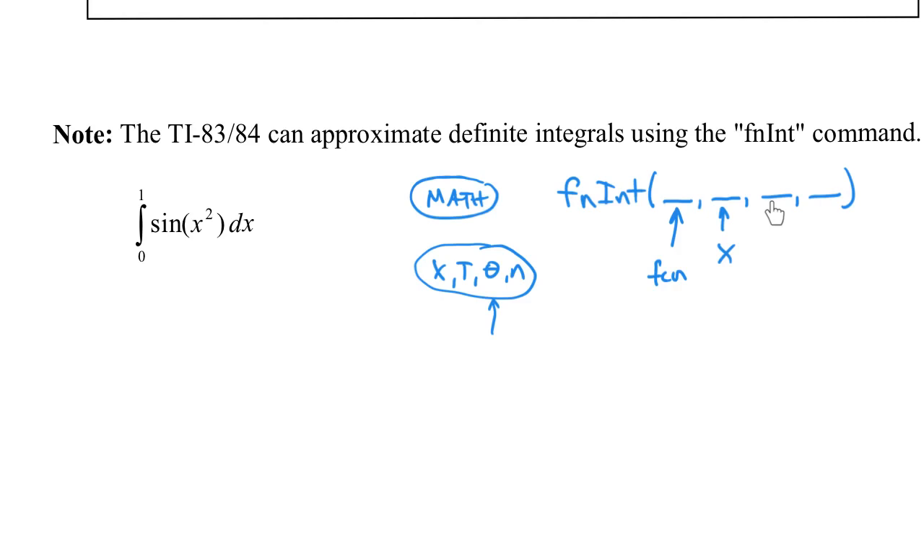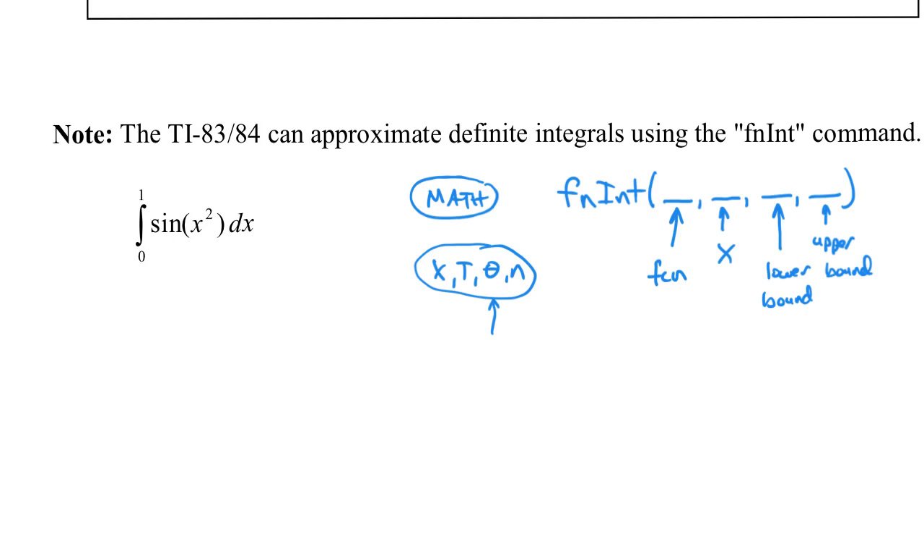And then this is going to be the lower bound and the upper bound. This is the lower bound. This is the upper bound. We have to put these in the right order. In other words, this is the smaller number. So for us, what we would type in here is 0 for a lower bound, 1 for an upper bound.